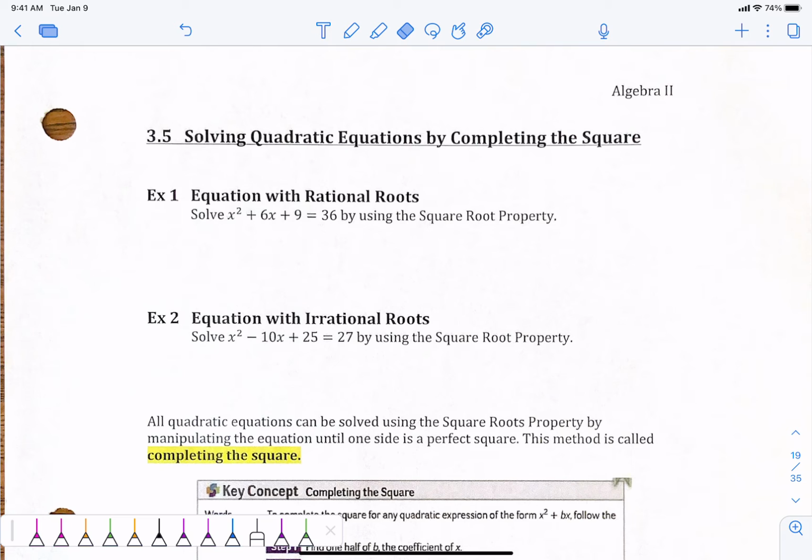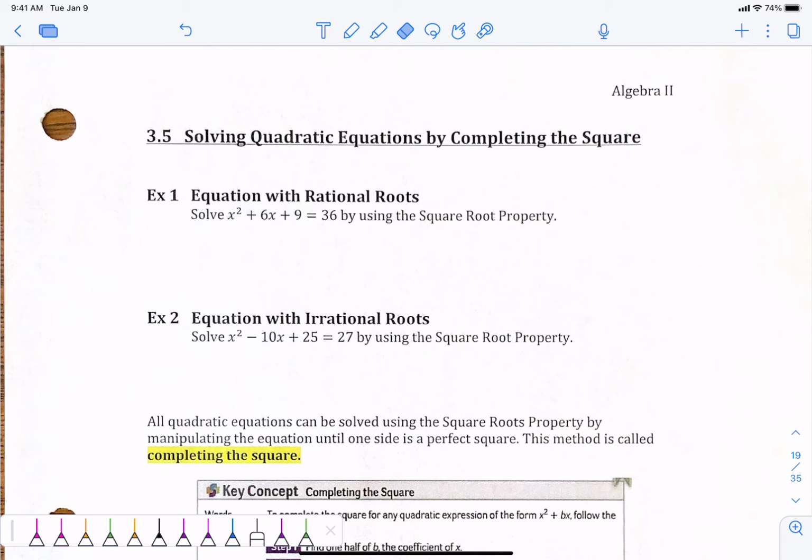3-5 is completing the square. Romeo, put that away, please. Shut it. Or put it on the floor. No, floor. I can't close it. All right, you can do it after school. That's fine too. Okay, great. Put it on the floor.